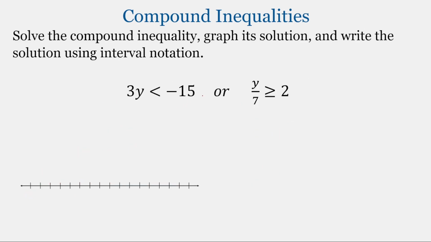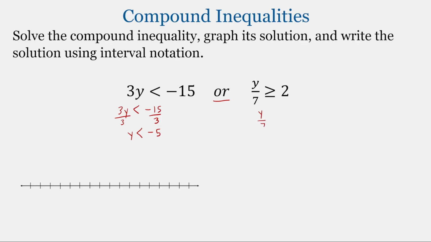Then let's try another one. This one is joined by the or keyword. So this is going to include everything that's in either of those two sets. So we'll solve the first inequality first. We have 3y less than negative 15. So to get that y by itself, we're going to divide by 3. We have to do that with both sides. So we have y less than negative 5 for the first inequality.